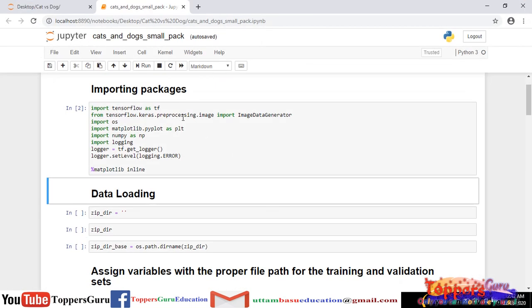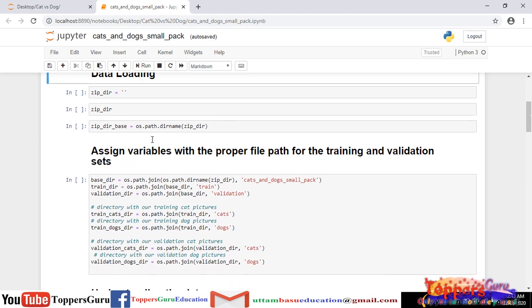Okay, in the practical part, at first I import the packages: TensorFlow, Matplotlib, NumPy, and other packages for logging and the dataset. Now I load my data.